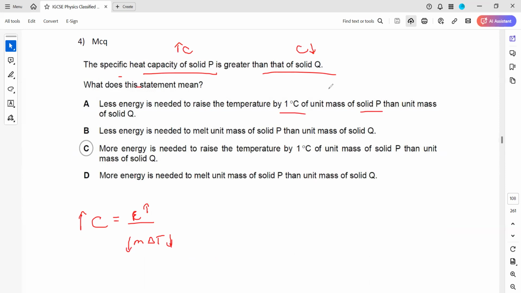Less energy is needed to raise the temperature by 1 degree for unit mass, like 1 kilogram, of P than Q. That's wrong, because P has the higher specific heat capacity. So we need more energy for P and less energy for Q. But the first statement is written the opposite way. That's why A is wrong.